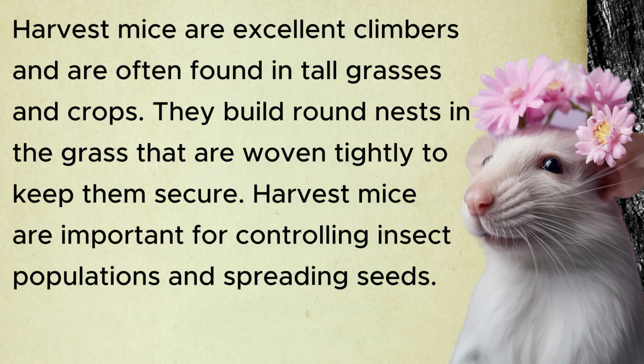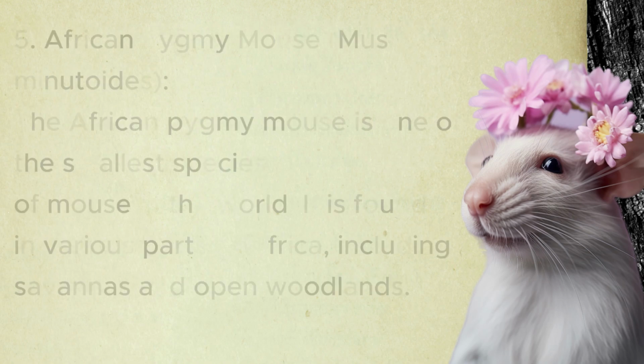They build round nests in the grass that are woven tightly to keep them secure. Harvest mice are important for controlling insect populations and spreading seeds.